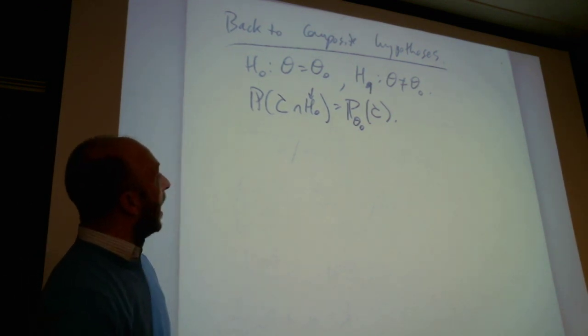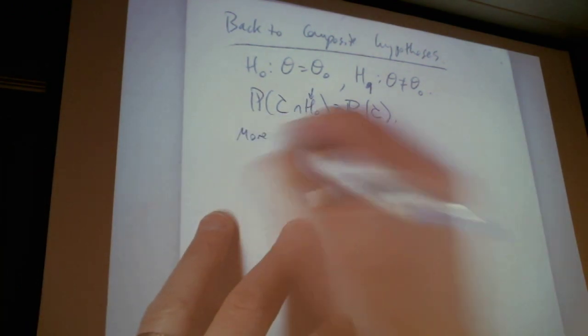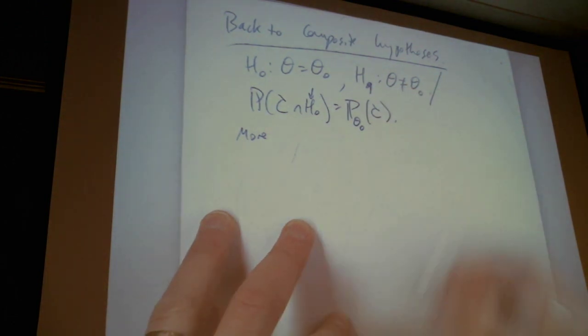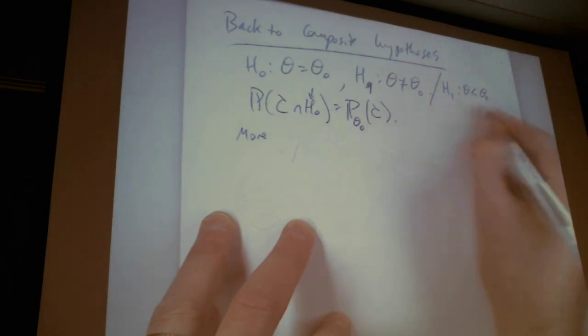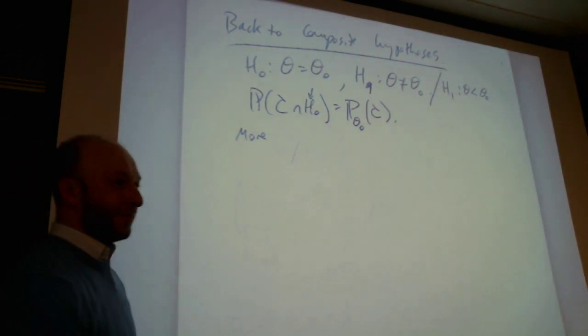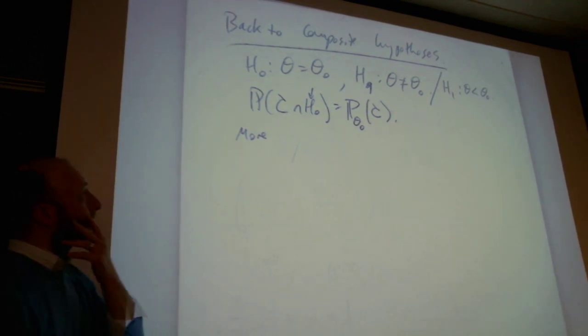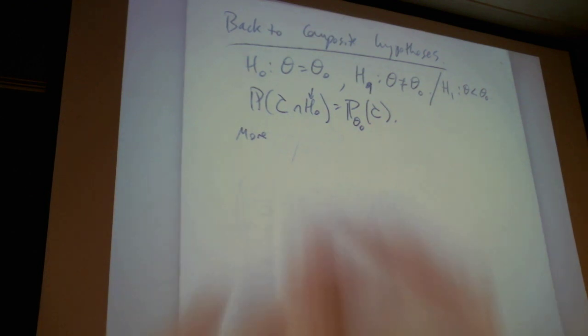So more generally, this would be a two-sided, two-tailed alternative hypothesis, or maybe you're saying H1 is that theta is less than theta 0, that would be a one-sided, or greater than theta 0, if you're only concerned about one kind of alternative. So these are the kind of alternative hypotheses that you'll see.